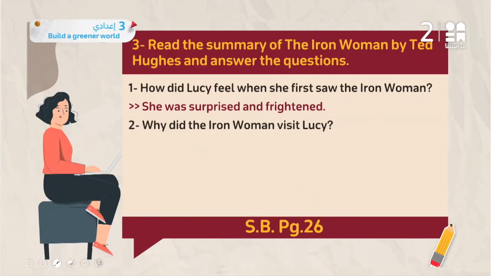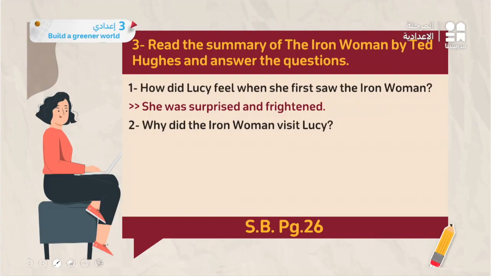Question number 2. Why did the Iron Woman visit Lucy? مين فاكر الأنسر من غير ما نرجع للباسج؟ هي ليه راحت تزور لوسي الأيرون وومن؟ هي كانت طبعا لوسي اتخضت منها بس بعد كده she found out that she just wanted help. يبقى هي she visited Lucy because she wanted Lucy to help her. كانت محتاجة مساعدة.